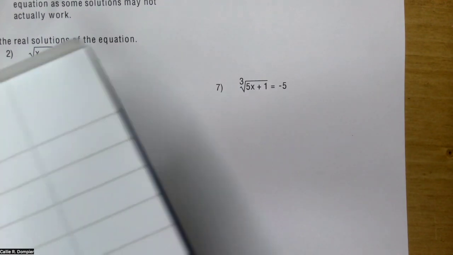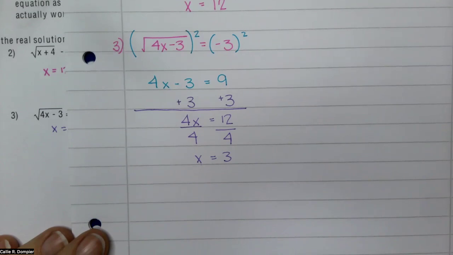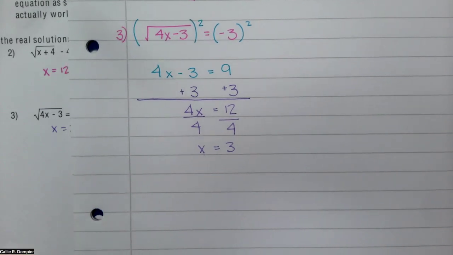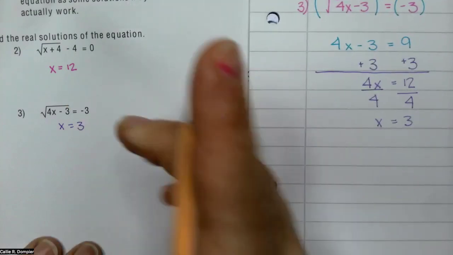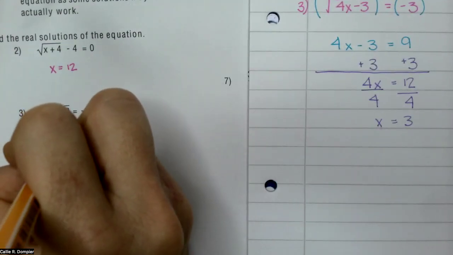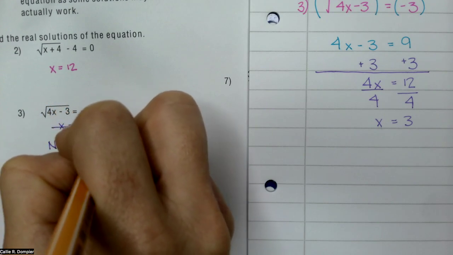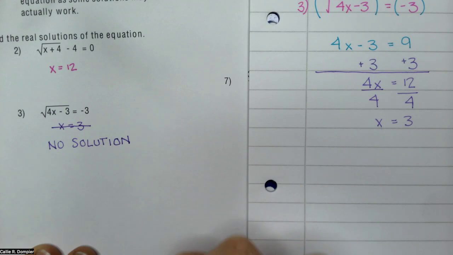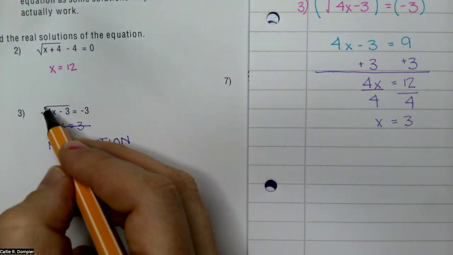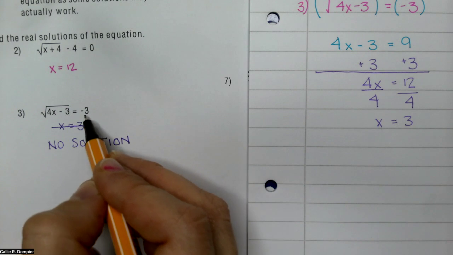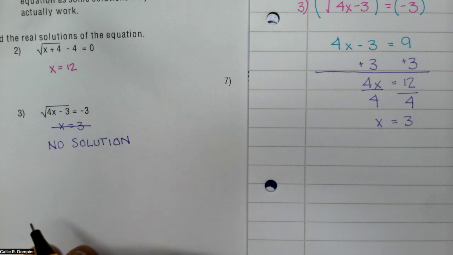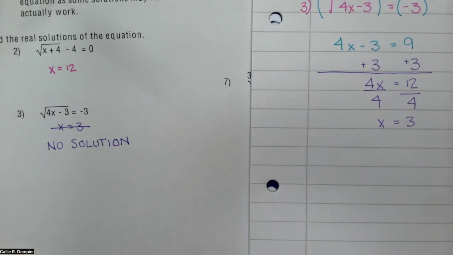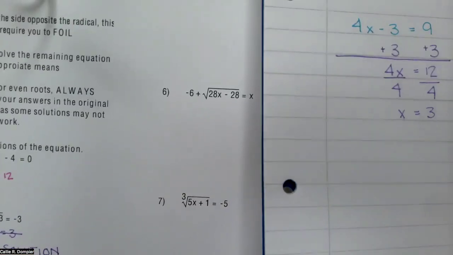Did I not write it down right? All right, if the only answer you get is not true, you say no solution. Right? And if we look at the equation, we're taking the square root of something and we're getting a negative 3 as our answer. So it does make sense that there is no number that you can take the square root of to get a negative 3. So we're just going to write no solution for number 3. And that's also why it's really important to check each answer after you find it.